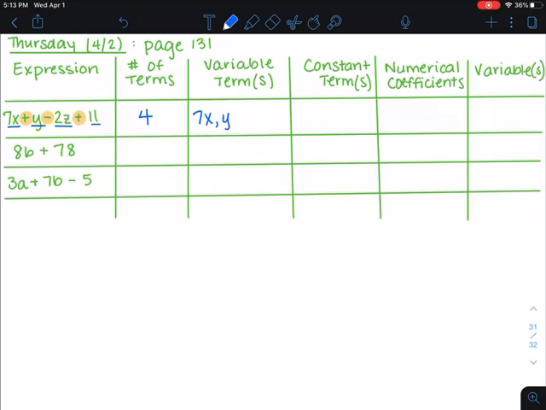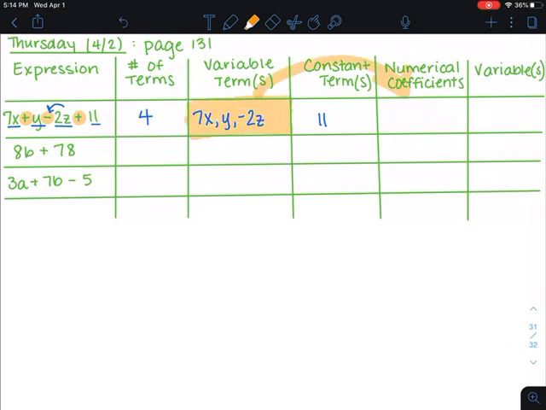So 7x has a variable, so I'm going to put that in this spot. Y is a variable. Negative 2z, I'm going to keep this negative sign with my 2z. And 11 does not have any letters behind it, it's just the number. It is called a constant, so it will go in the constant term or terms.